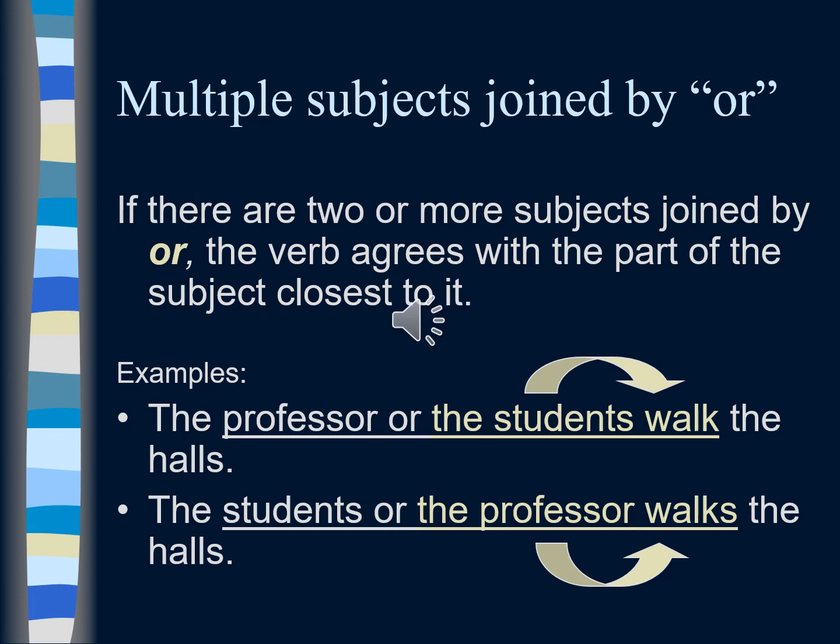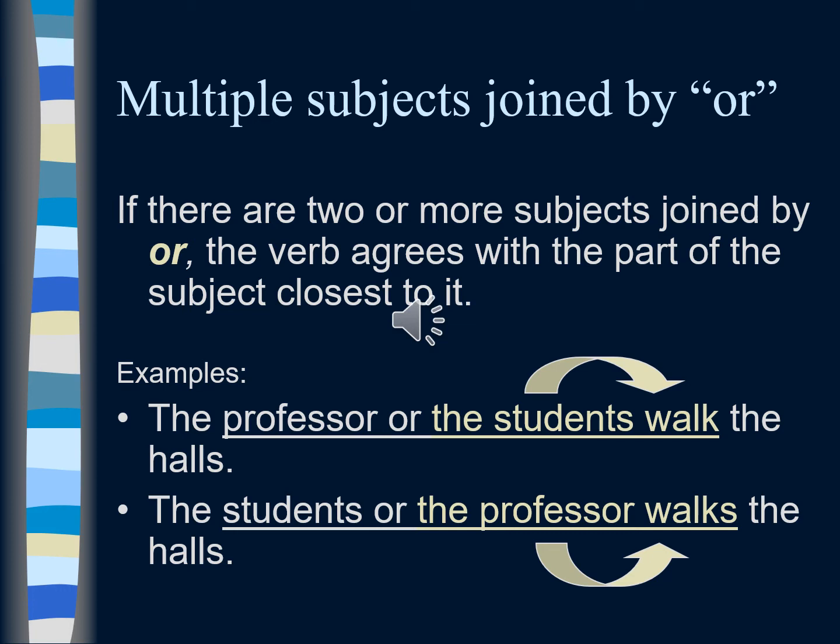All right, so now we also have subjects that can be joined by or. When you have subjects that are joined by or, you're going to take the subject that is closest to the verb. That's the subject that the verb needs to agree with. You're going to take the subject that is closest to the verb and make that one agree with it.